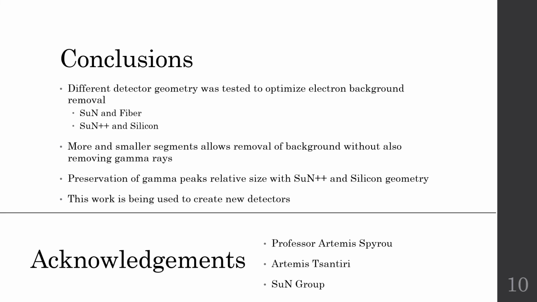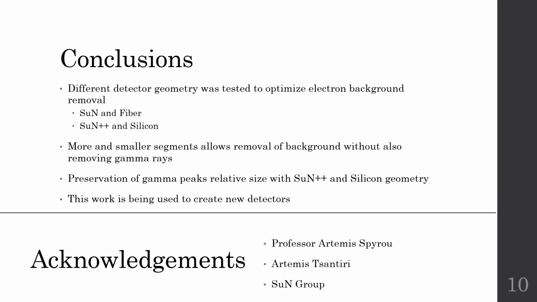And to conclude, 2 different detector geometries were tested, Sun with the fiber detector and Sun++ with the silicon detector. Sun++ had a more promising spectrum when electrons were experimentally removed than Sun did, showing that having smaller sized and a larger number of detector segments aided in preserving the relative sizes of the gamma peaks while still allowing us to remove these electron energies.